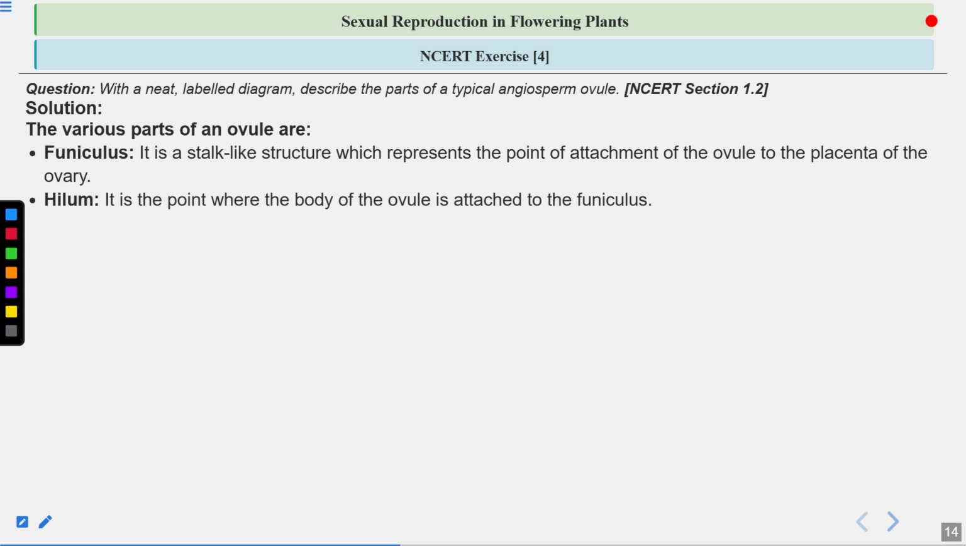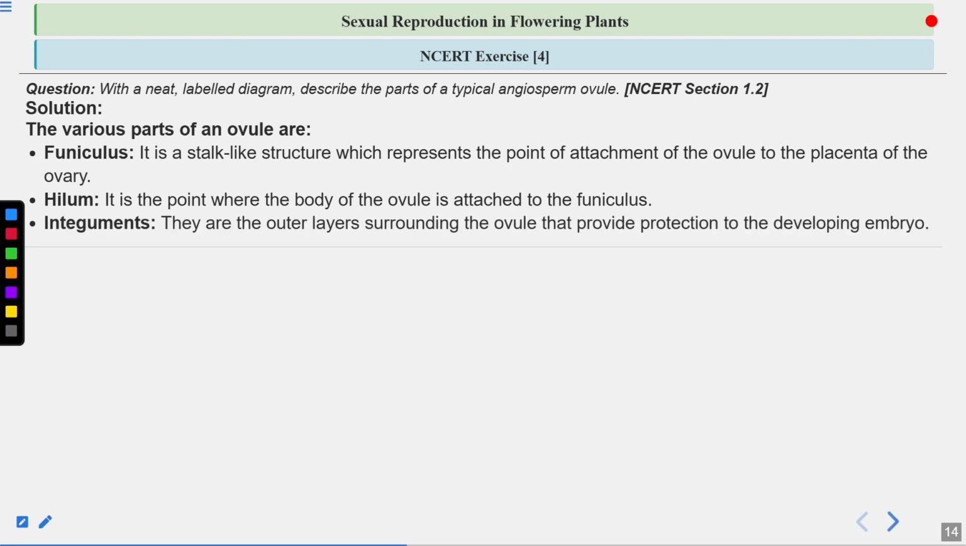Hilum is the point where the body of the ovule is attached with the funiculus. So that particular point is called hilum. We have seen in the diagram also, right? Where the hilum is present. Integument: they are the outer layer surrounding the ovule that provides protection to the developing embryo.